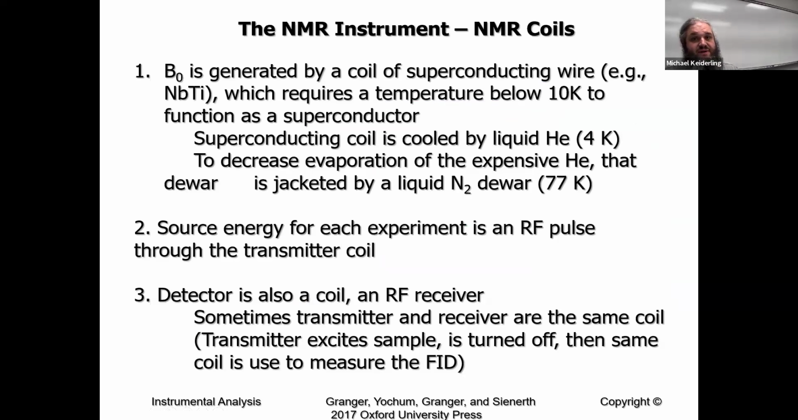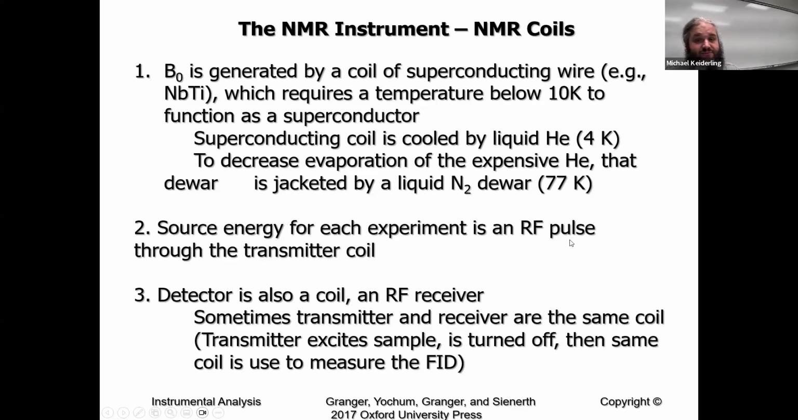Traditionally, B0 is generated by a coil of superconducting wire, which requires a temperature below 10 Kelvin to work as a superconductor, niobium titanium, for example. The superconducting coil is cooled by liquid helium, and to decrease evaporation of the expensive helium, the dewar is jacketed by a liquid nitrogen dewar. With our instrument, we have a permanent magnet, making a smaller field, but we don't need this expensive stuff.